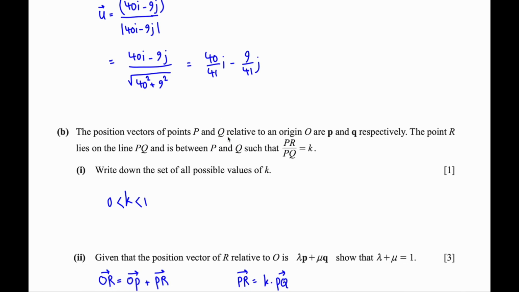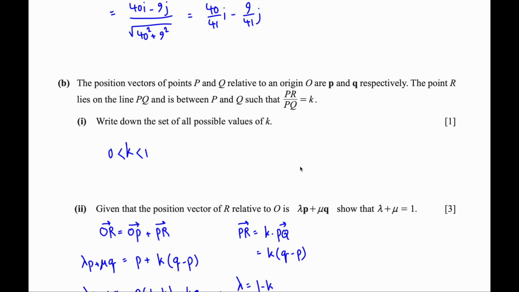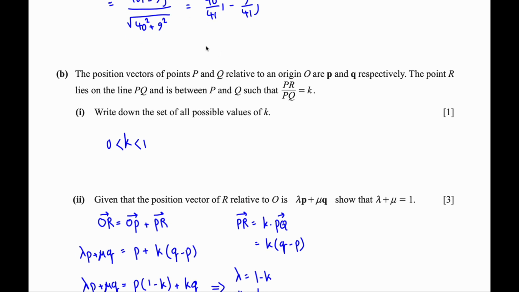In part B, this is quite an interesting question. We are told that we have two points P and Q, and the position vectors of those are p and q respectively. And then basically we have a point R, which is somewhere between P and Q. And this is the ratio for k, PR over PQ.